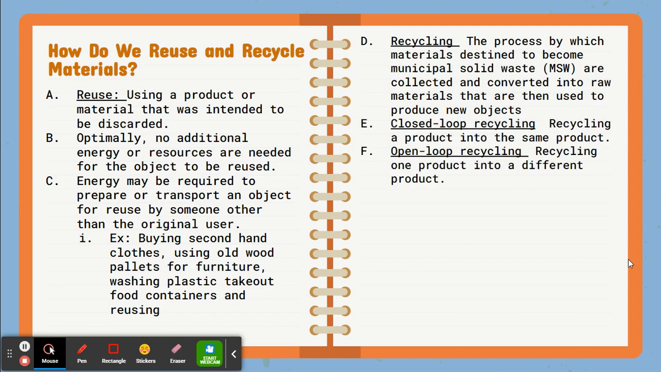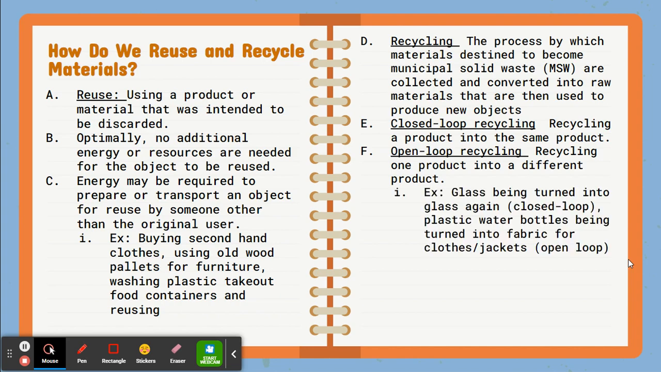Now, we can have two forms of recycling. One is known as closed loop and one is known as open loop. Closed loop recycling, right, recycles a product and then turns it into the same product over again. Open loop recycling would be recycling one product, breaking down those raw materials, and then turning those raw materials into a different product.